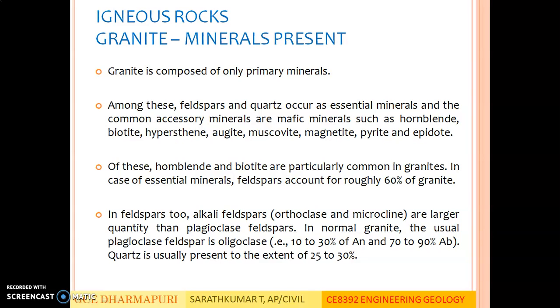In case of essential minerals, between feldspar and quartz, feldspar accounts for roughly 60% of granite. In feldspars too, alkali feldspars, orthoclase and microcline, both are larger in quantity than plagioclase feldspars. In normal granite, the usual plagioclase feldspar is oligoclase, having 10 to 30% of anorthite and 70 to 90% of albite. Quartz is usually present to the extent of 25 to 30%.